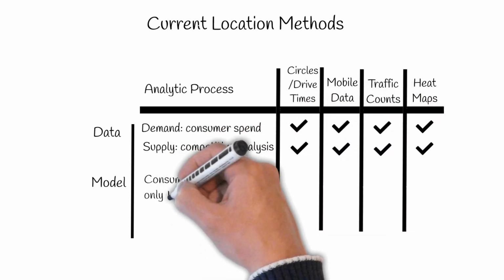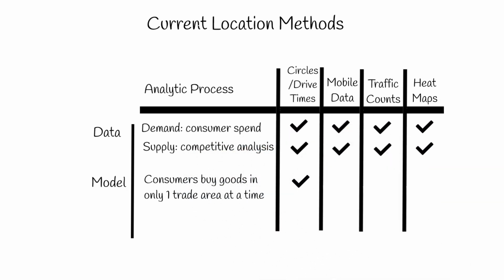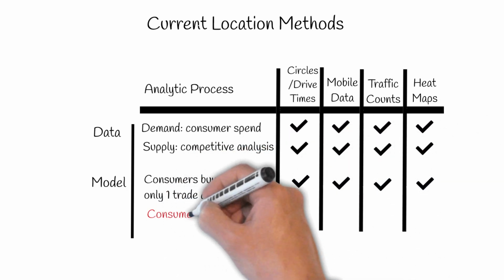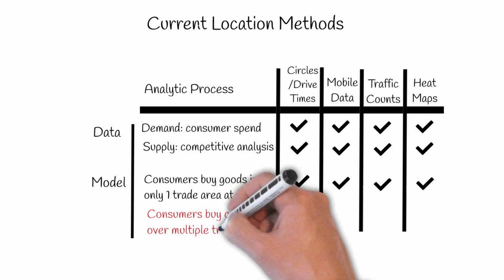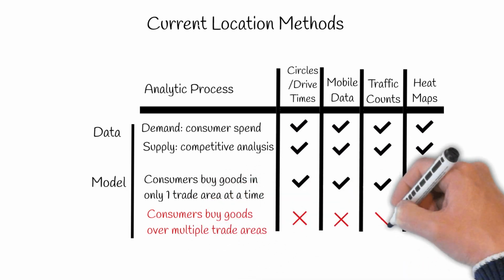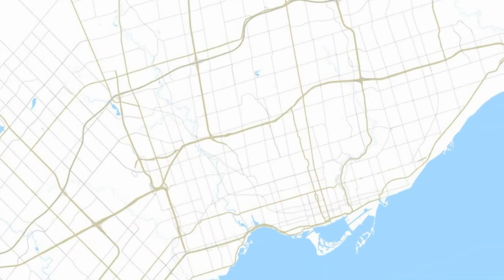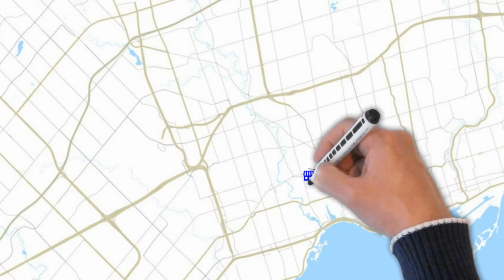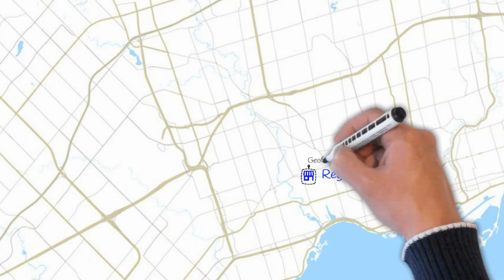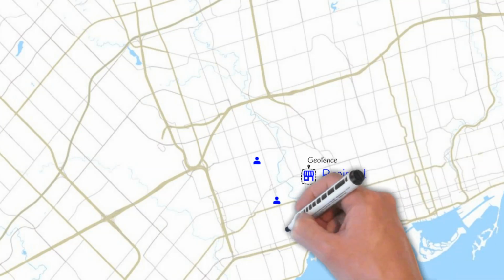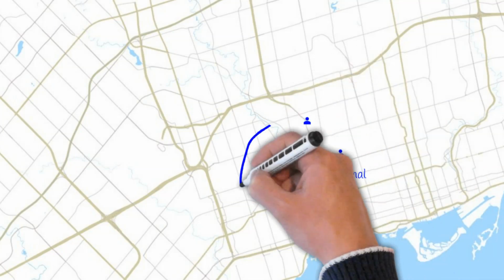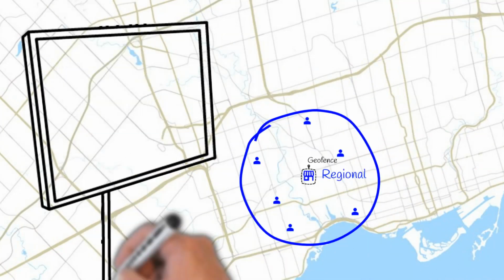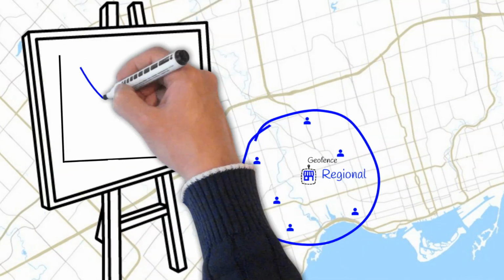Current location methods limit consumers to buying goods in one trade area at a time. They can't account for the real life complexity of consumers buying across multiple trade areas. For example, let's analyze a real life regional shopping center. Using a geofence, mobile phone data is used to map where visitors live. A circled trade area boundary is then drawn around the points. We can represent this with a simple supply and demand curve.